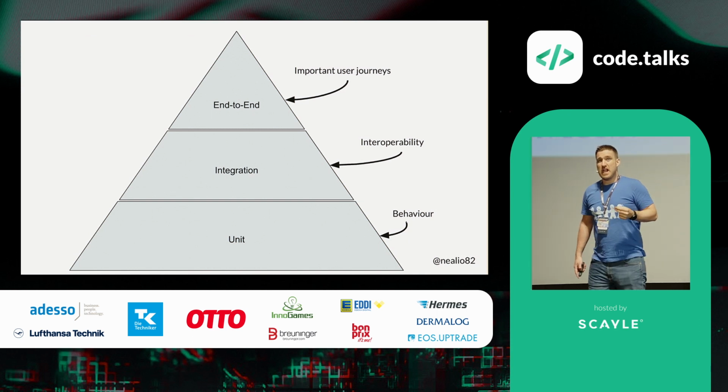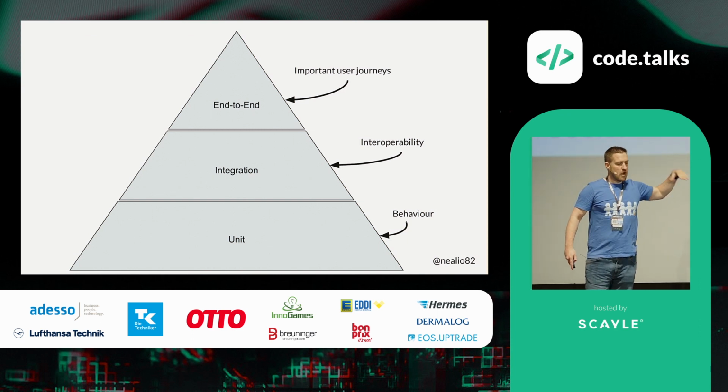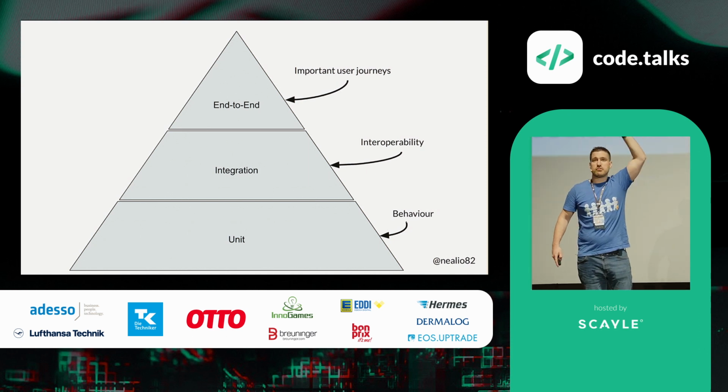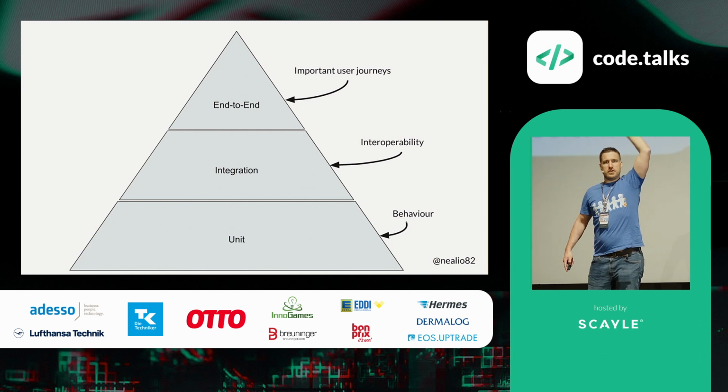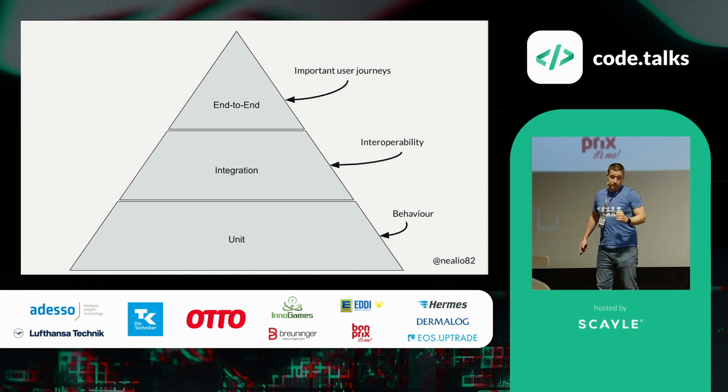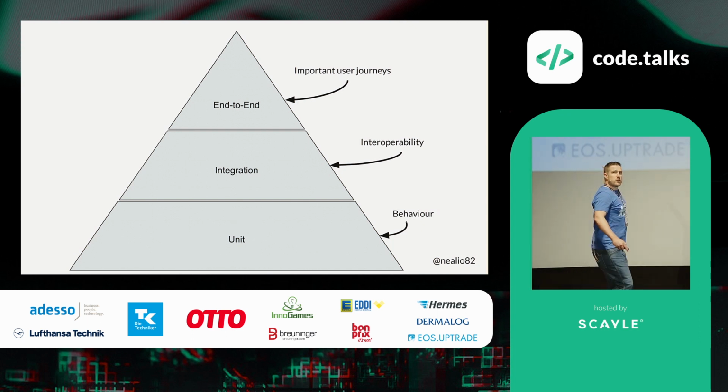good testing triangle. We've got unit tests at the bottom, which test behavior, and integration tests, testing interoperability, and important user journeys at the top. Normally, I'd jump and do stuff on the screen, but it's a bit too high for me there. We're going to focus on the unit stuff today, because it's the most important thing. And you can see it's at the bottom of the triangle.